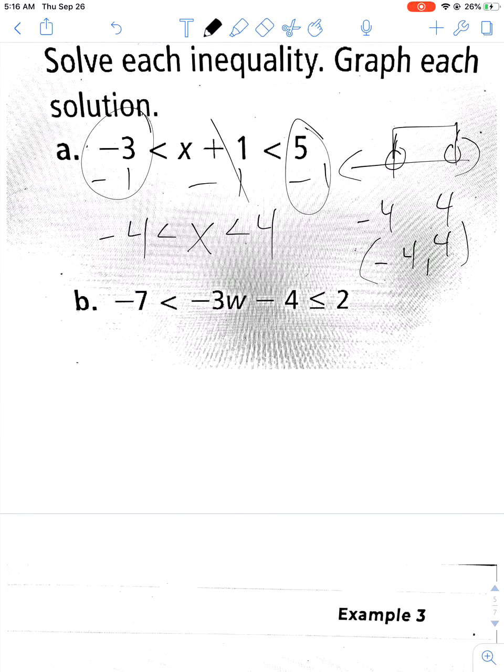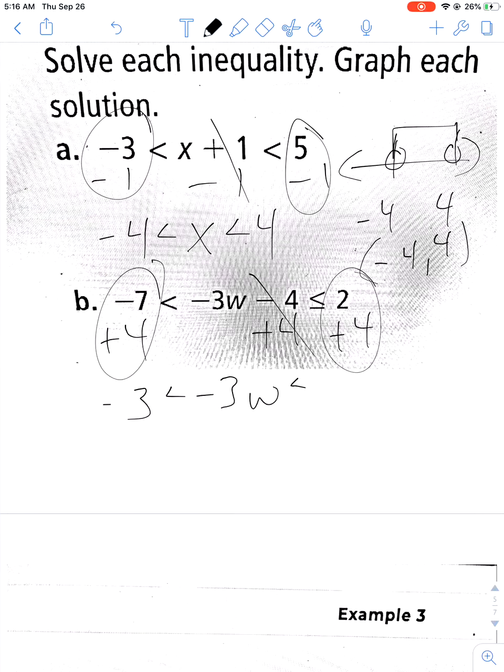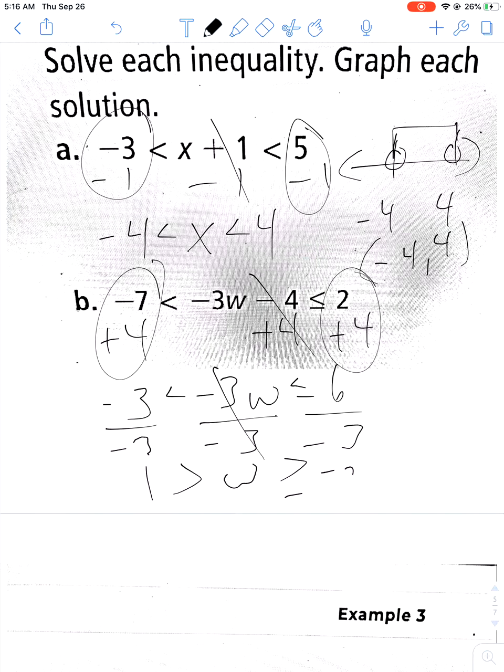Here, SADMAP means to subtract or add first. So I've got some adding. Do it to both sides, because whatever you do to one side, you've got to do to the other. Different signs, so we subtract. 7 minus 4 is 3. 2 plus 4 is 6. Now I need to divide by a negative, so I flip. That's 1, x, and negative 2.